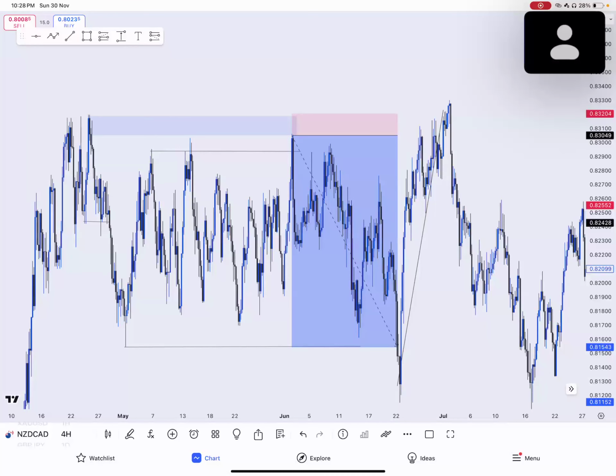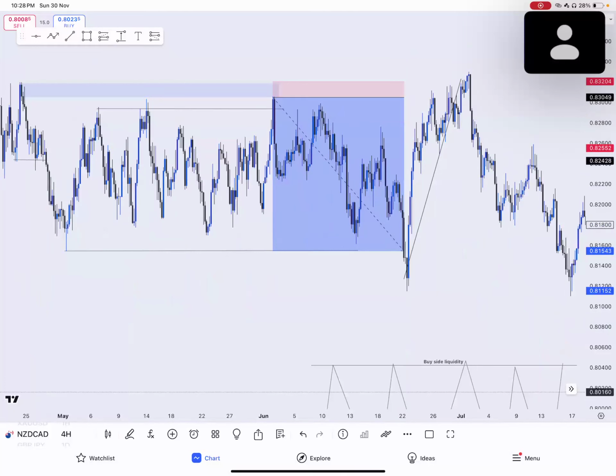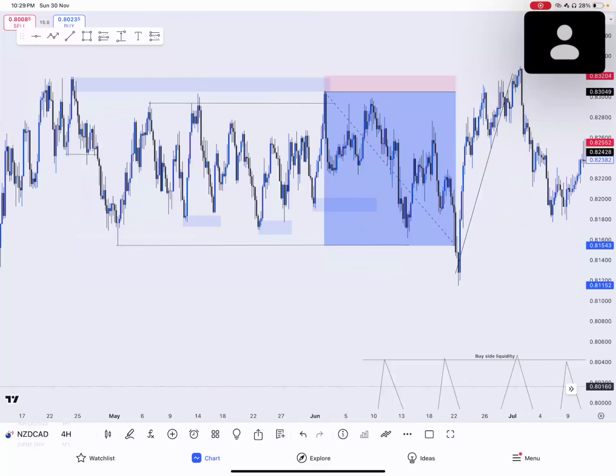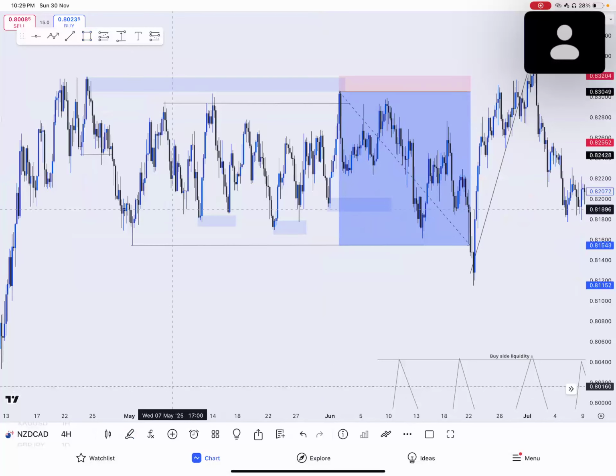So no matter the kind of pullback it does, it needs to take out the range on the opposite side. Now, any point of interest that you have enclosed inside of a liquidity pool, don't try and use that point of interest to reverse the market. The market is already selling to take out the other range of liquidity. There's no point looking for buys from OBs here or another OB here or an OB here, provided that all of them are inside of the ranging liquidity. The only point of interest that you can look at is one that is outside of the ranging liquidity.